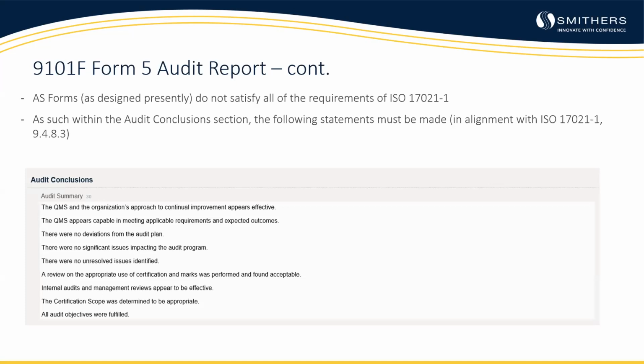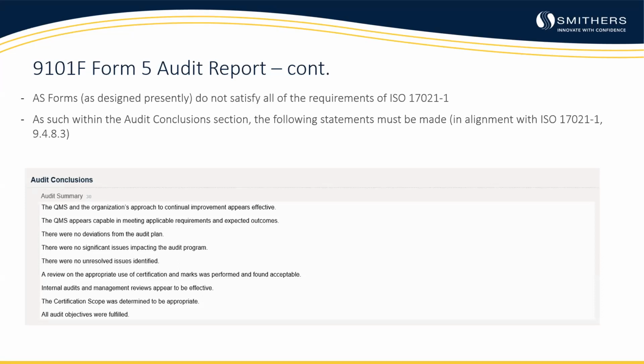As such, within the audit conclusion section, the following statements must be made, and this is in alignment with ISO 1721-1 9483. These statements include: the QMS organization's approach to continual improvement appears effective. So making that determination, is it effective, ineffective? The QMS appears capable in meeting applicable requirements and expected outcomes. That's in direct reference to an ANAB heads up on expected outcomes, which many of you know we covered during our opening and closing meeting.